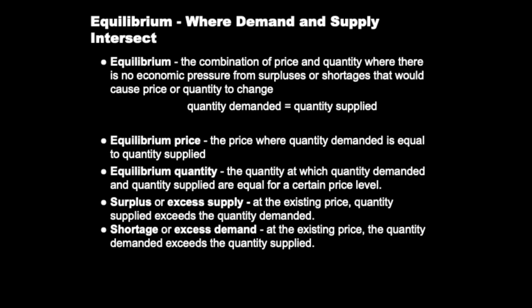Equilibrium price is the price where quantity demanded is equal to the quantity supplied. The equilibrium quantity is the quantity at which the quantity demanded and the quantity supplied are equal at a certain price level. Surplus, or excess supply, is when at the existing price, quantity supplied exceeds quantity demanded. Shortage, or excess demand, is when at the existing price, the quantity demanded exceeds the quantity supplied.